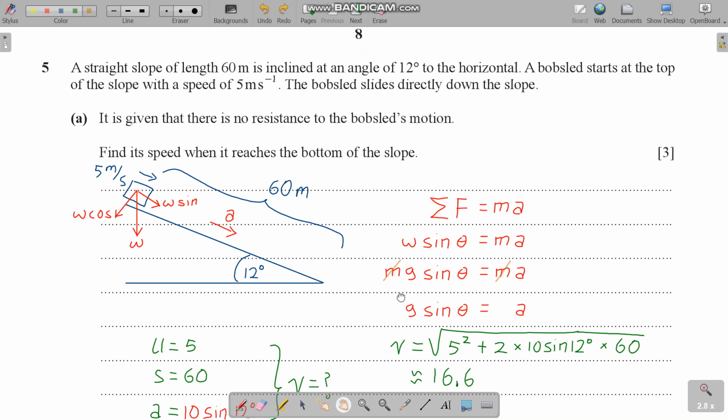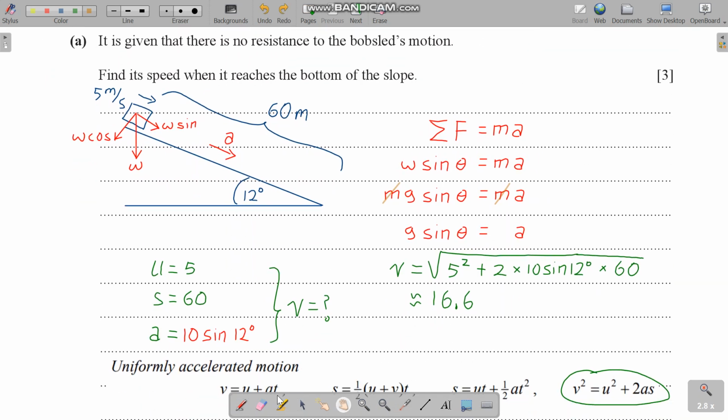Now that we have the acceleration, we use kinematics. The initial velocity u is 5 down the slope. Let's say down the slope is positive, so u is 5, and the acceleration is g sine down the slope also, so also positive. That's positive 10 sine 12 from here, and s, since it's going down the slope, is also positive 60.